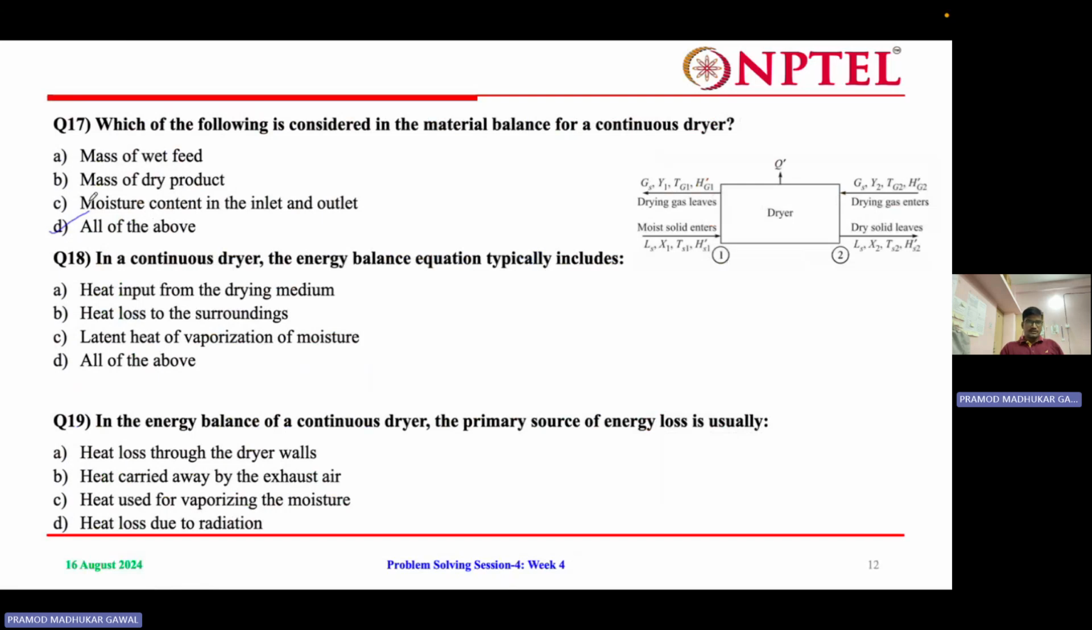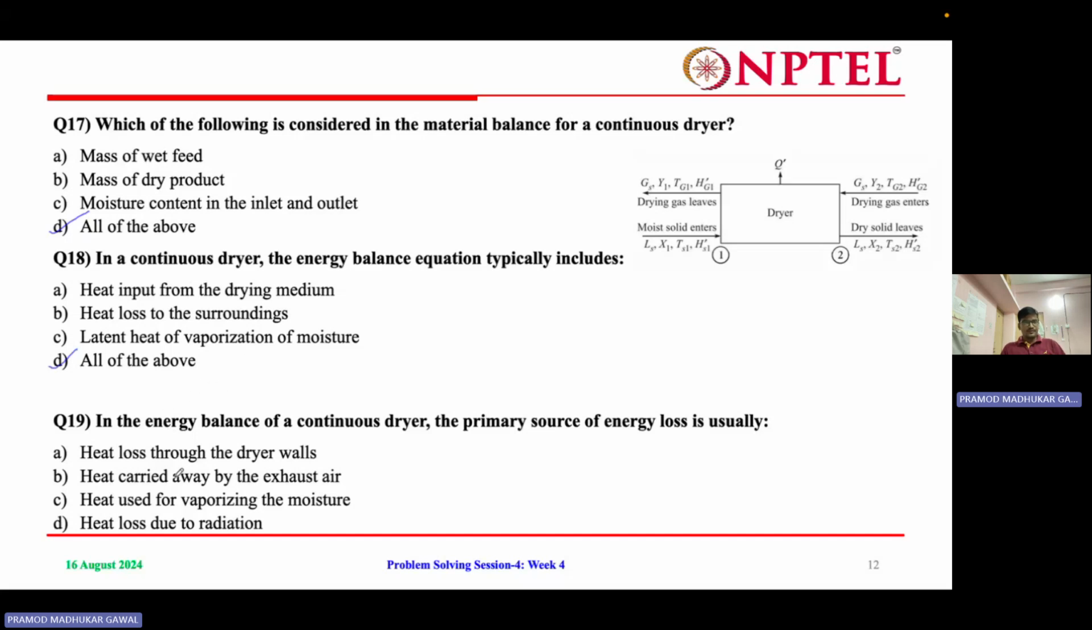Question 18. In continuous dryers, the energy balance equation typically includes the heat input from the drying medium, heat loss to the surroundings, latent heat of evaporation of moisture, all the above. So all these factors are included in the energy balance equation.